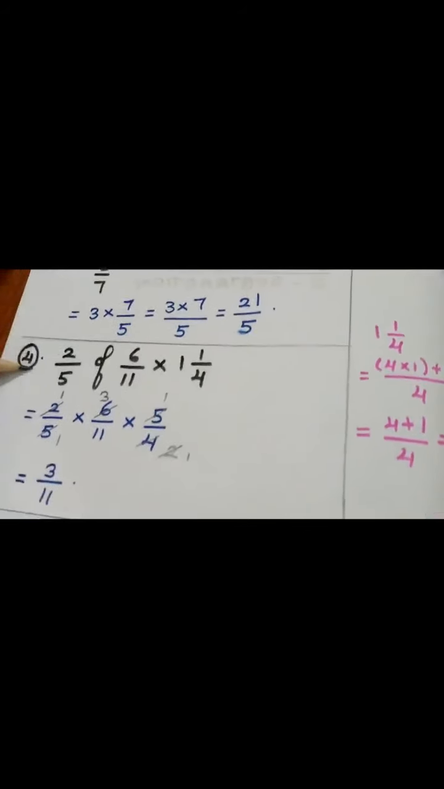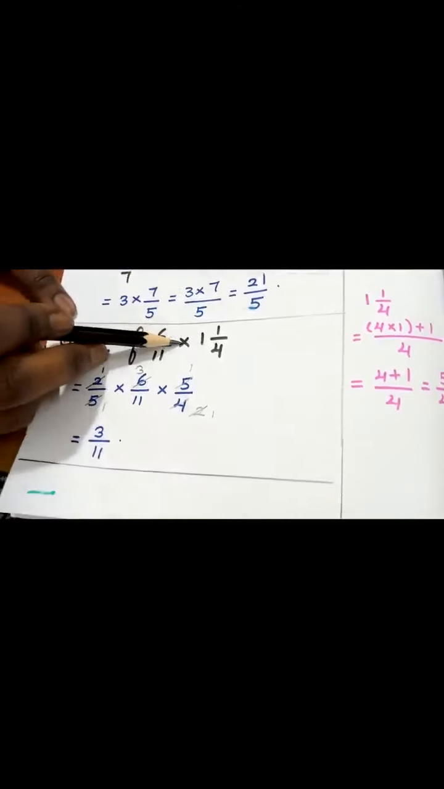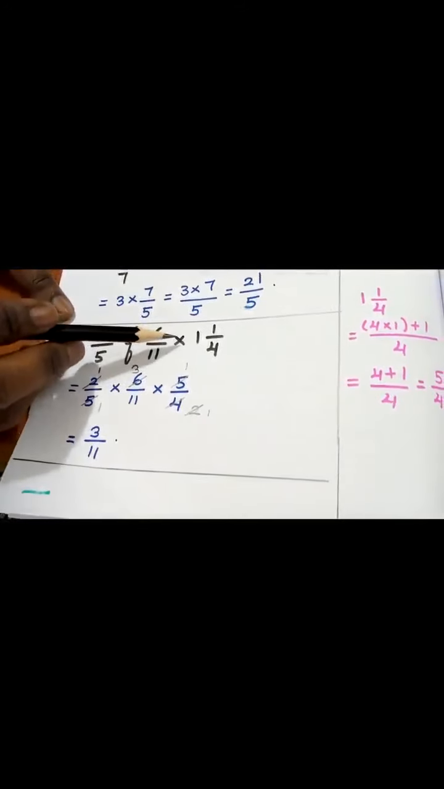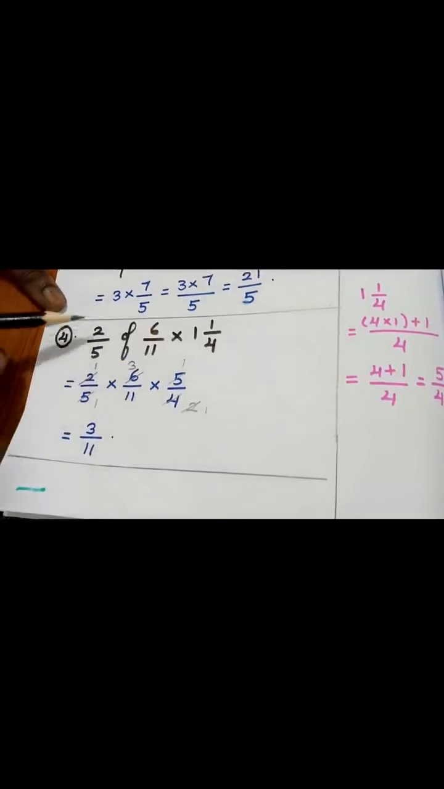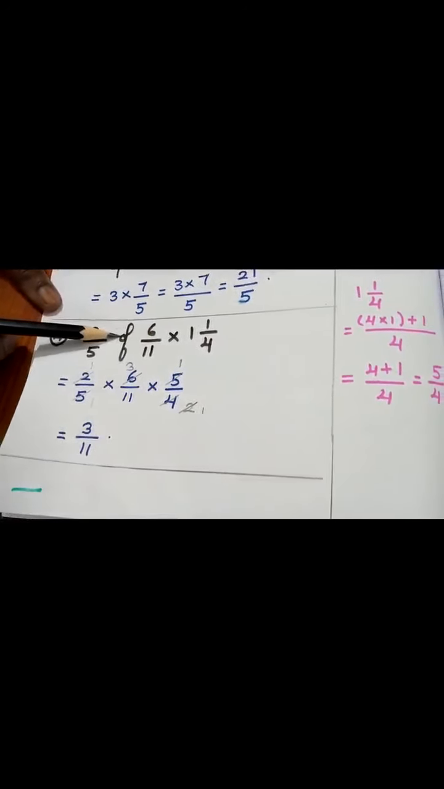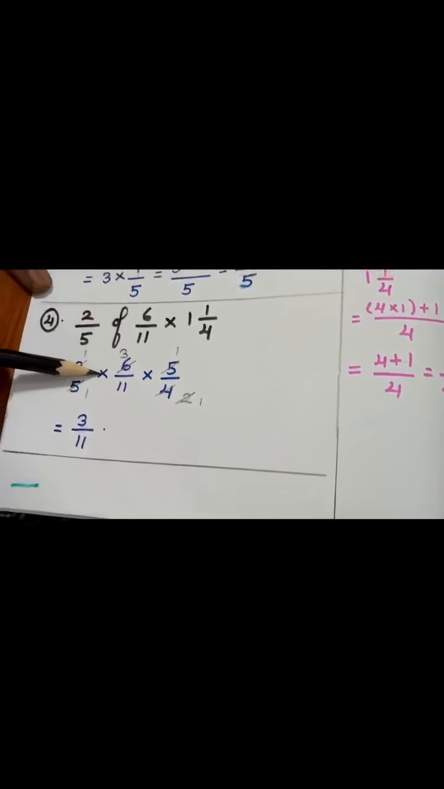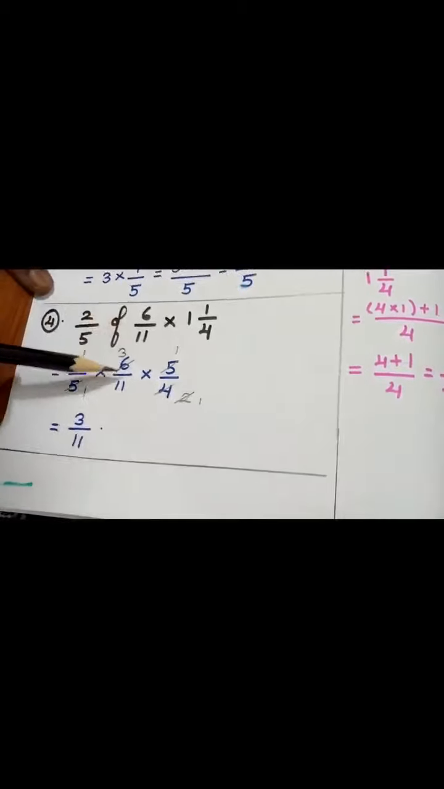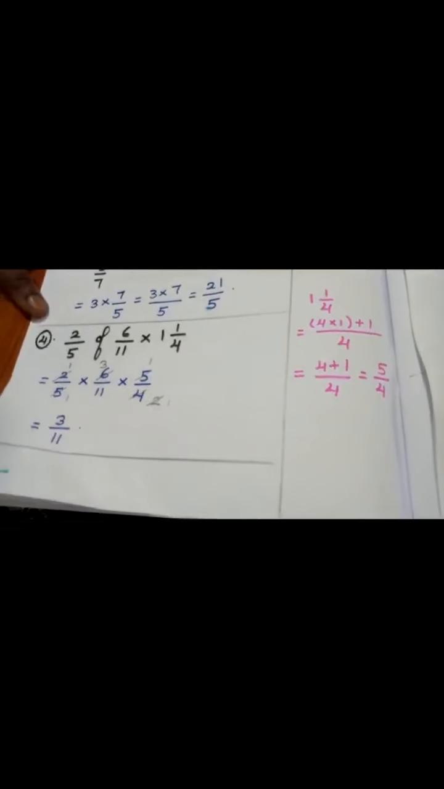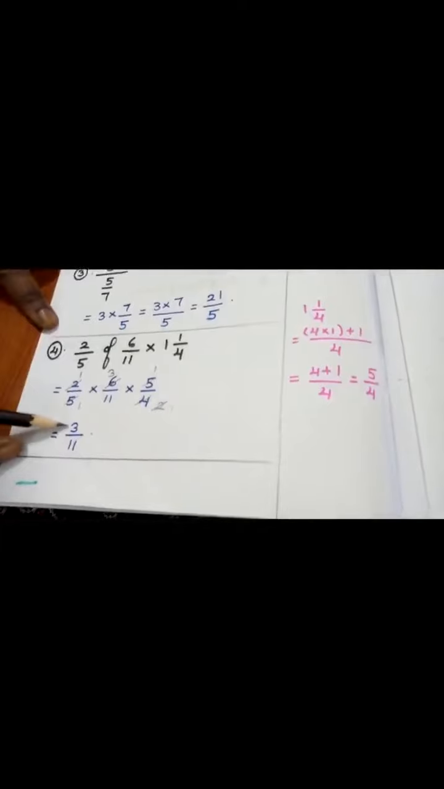Fourth question. If you see the fourth question, you have half and into. You have two operations here. What I am going to do is 2 by 5, and wherever you get this particular word 'of', I am going to write it as into, students. Into 6 by 11 into 5 by 4. Normal calculation, you can cancel the terms in any way. According to the table, you cancel the terms. The final answer is going to be 3 by 11.